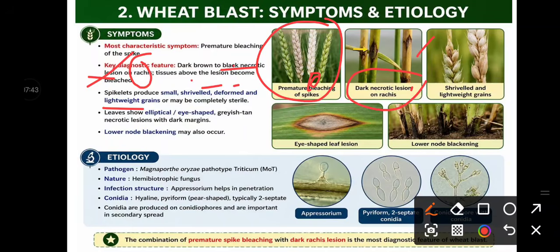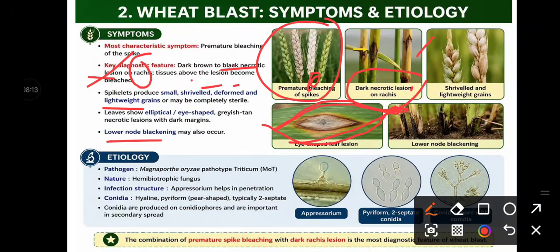And in the leaves, typically the leaf symptoms are just similar to the rice blast symptoms. Typical eye-shaped, diamond-shaped or elliptical lesions are there. Here you can see boat-shaped, eye-shaped, whatever shape you can see. So this type of peculiar lesions are formed with a grayish center and brownish margin. Okay, this is about the major symptoms.